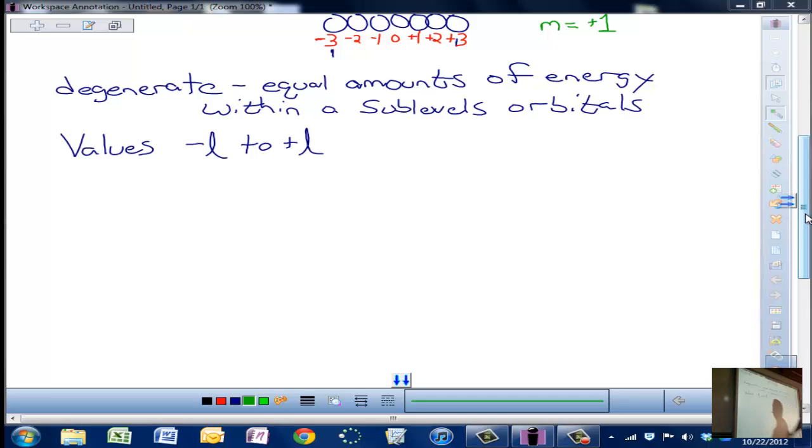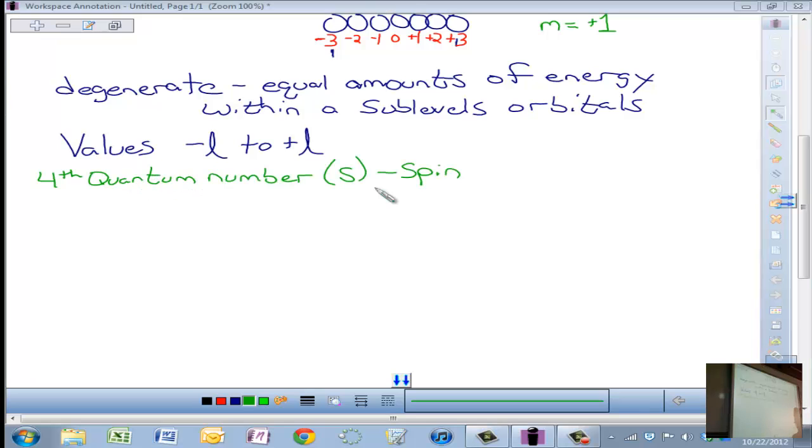Let's go ahead and look at our last or fourth quantum number. The fourth quantum number is S. And S is going to represent spin. Spin, again, is going to be which direction those electrons are going in an orbital. Now remember, an orbital was the space occupied by one pair of electrons. So the thing is, these electrons, they want to minimize repulsion. To minimize repulsion, those electrons are going to have to be going in opposite directions if there are 2 of them. There's going to be 2 types of spin.